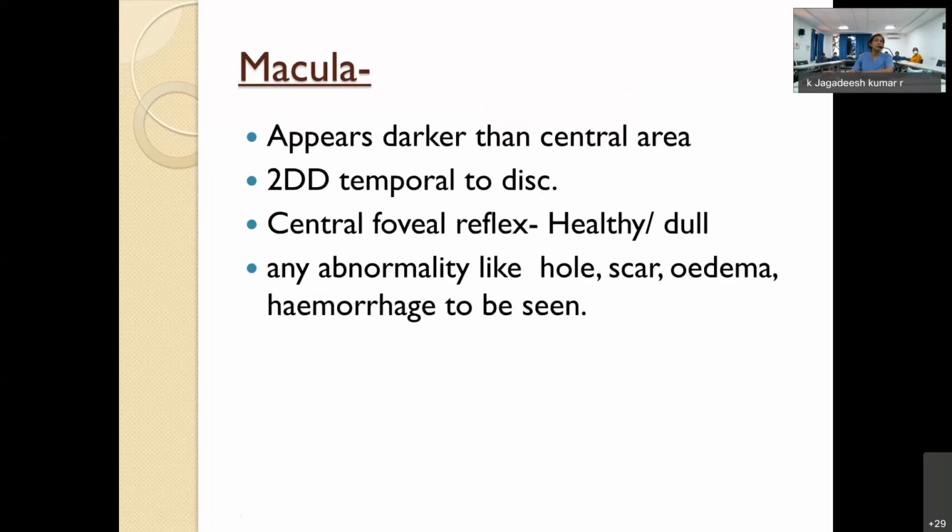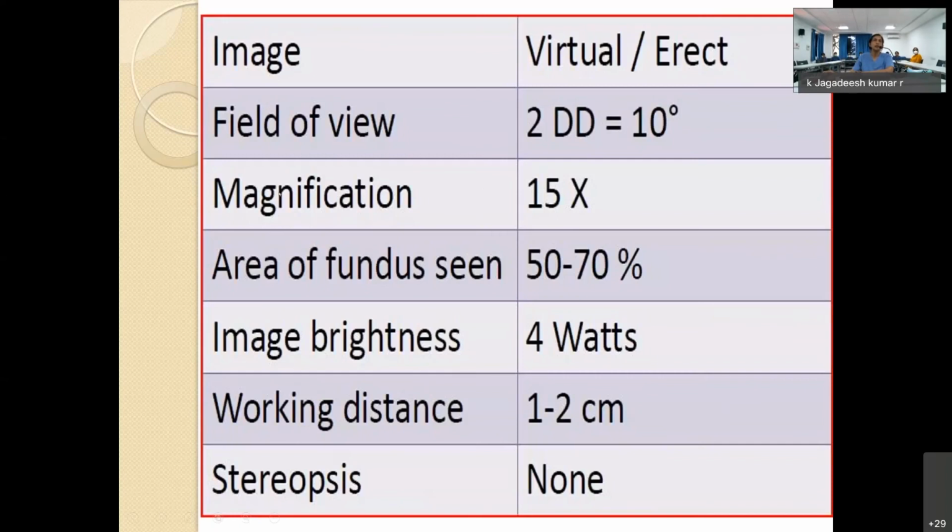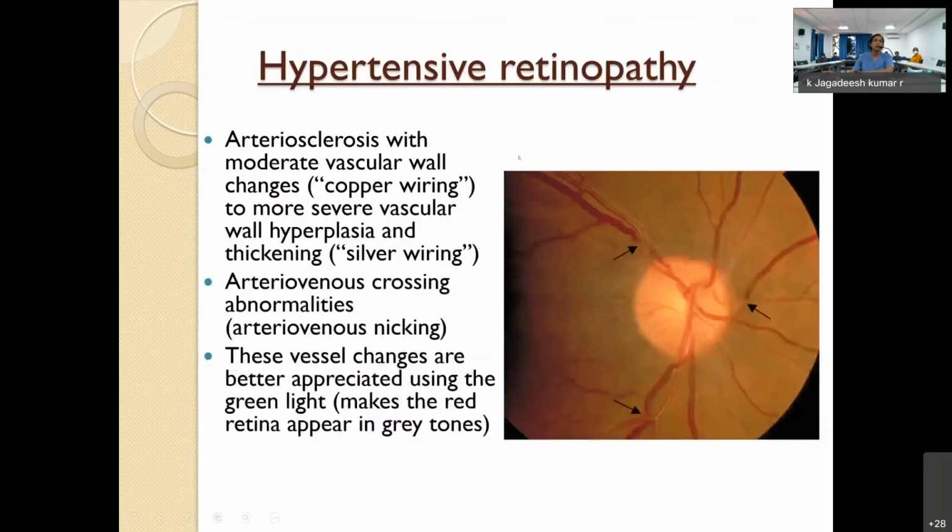The macula appears darker. It is around 2 disc diameters temporal to the disc. And this is what it is. The magnification that is offered by the direct ophthalmoscope is around 15 times. And you see about 15 to 70% of the fundus. So now we come on to some of the abnormalities that we might frequently encounter.